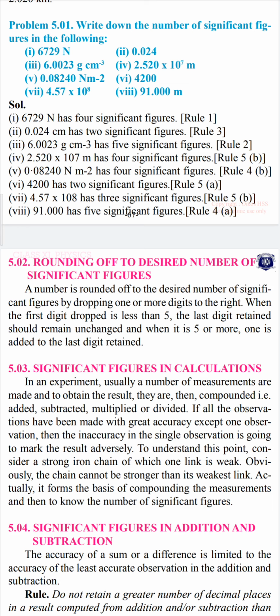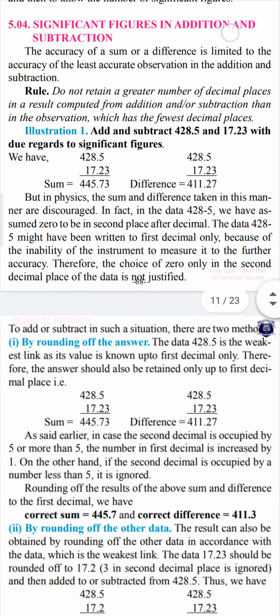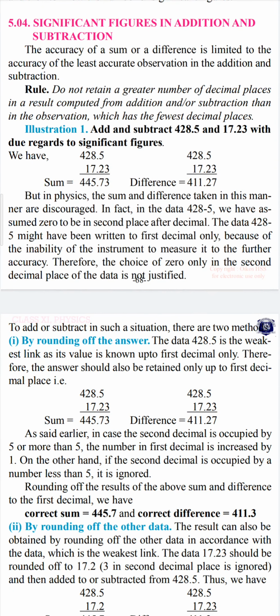Actually, it forms the basis of compounding the measurements and then to know the number of significant figures. 5.04 Significant figures in addition and subtraction. The accuracy of a sum or a difference is limited to the accuracy of the least accurate observation. In the addition and subtraction rule: do not retain a greater number of decimal places in a result computed from addition and/or subtraction than in the observation which has the fewest decimal places.